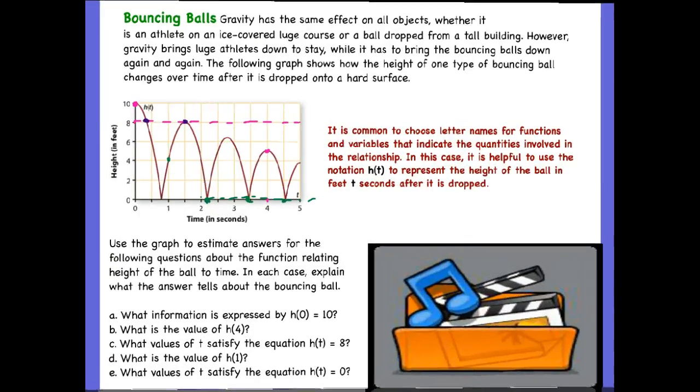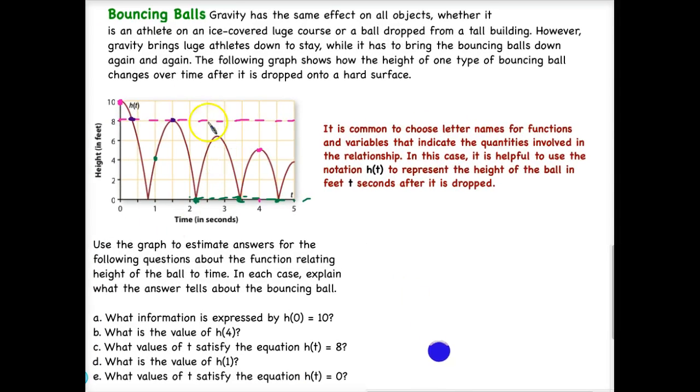Let's move on. In this next case, we're talking about bouncing balls. We know that gravity has the same effect on all objects, whether it's somebody on a luge course or a ball dropping from a tower. The only thing is that because a ball bounces, gravity has to continue to act on it over and over and over again until it stops bouncing.